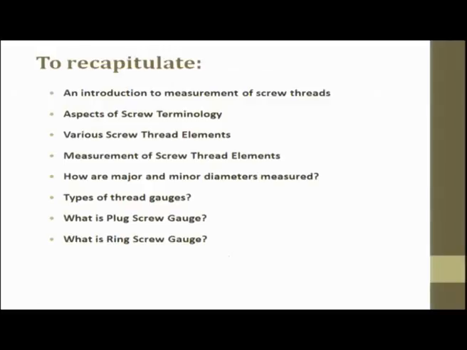To recap, we first saw the introduction to measuring screw threads, then terminologies, then various thread elements, then measurement of screw thread elements, major and minor diameter measurement, types of gauges, then plug screw gauge and ring screw gauge. With this, we come to an end for this chapter. Thank you.